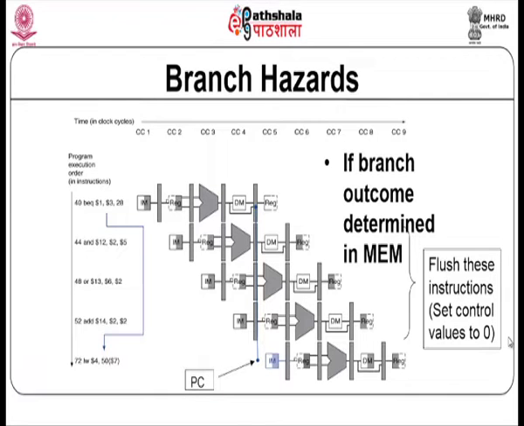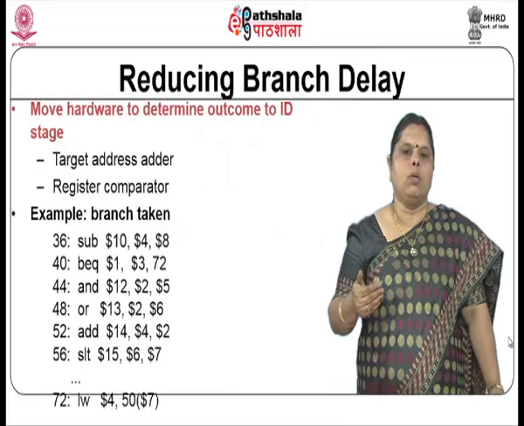Now, this is a view of your branch hazards. Assume the branches are resolved in the memory stage: in the execution stage you find out the condition and identify the branch target address by adding the branch target offset to PC plus 4. So, the branch outcome is resolved only during the 4th clock cycle, which is your memory stage. Till then, all the instructions that have been fetched will have to be flushed. That is the problem with your branch hazards.